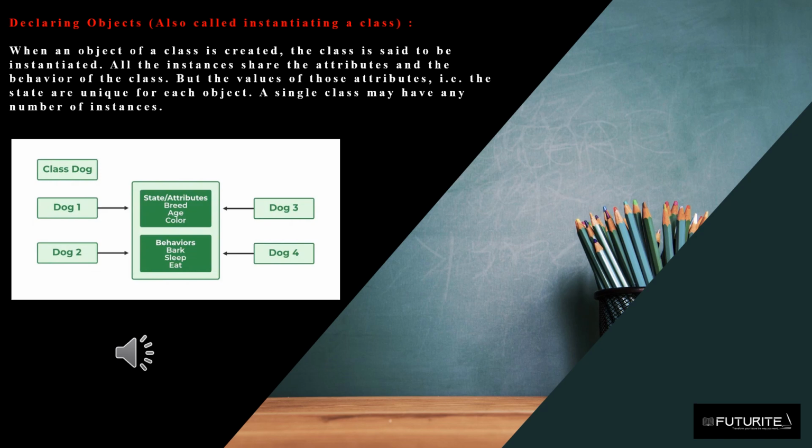All the instances share the attributes and the behavior of the class. Once the object is created, it has access to all the behaviors and the attributes, or you can say the fields and methods of the class. But the values of those attributes, that is the state, are unique for each object. So the values, which means the value that the method will return and the value which the variable of the class will hold, are unique for each object.